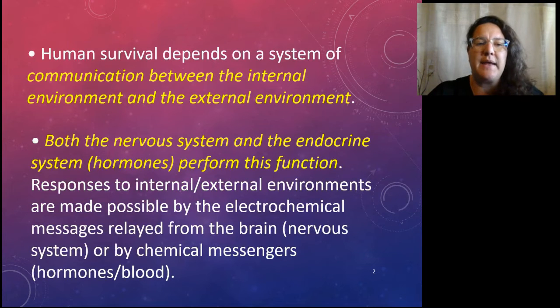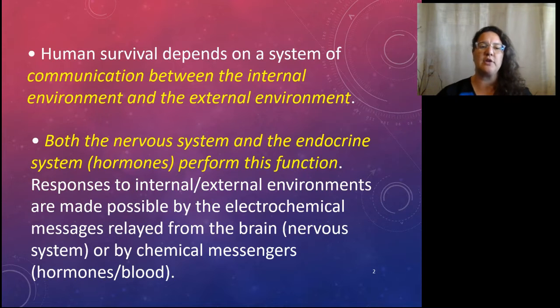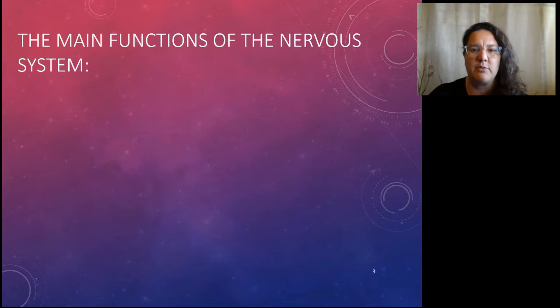Human survival depends on a system of communication between the internal environment and the external environment. This is maintained by the control of the nervous system and the endocrine system, which respond to both internal and external environmental variations. This is made possible by electrochemical messages relayed from the brain, controlling our nervous system, or by chemical messengers, our hormones traveling through our blood.